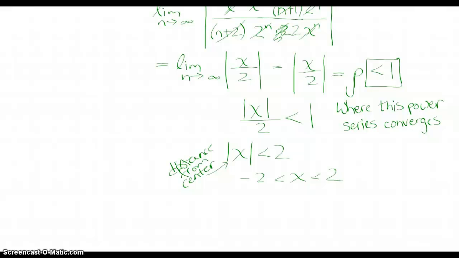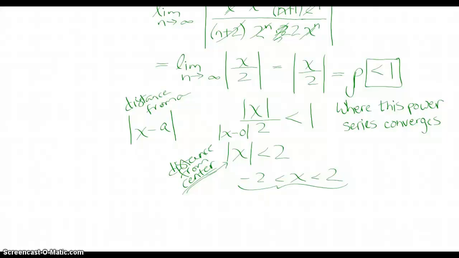X is not x minus a, which would be the distance from a. So the center point here is 0. So this is the distance, one direction or the other, from 0. Well, right here is our radius of convergence.